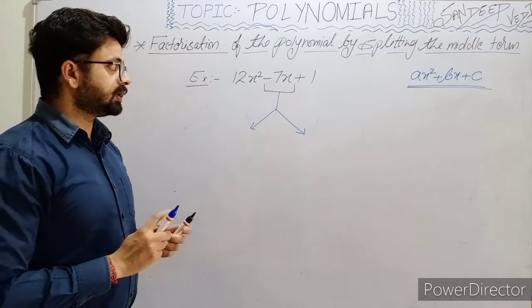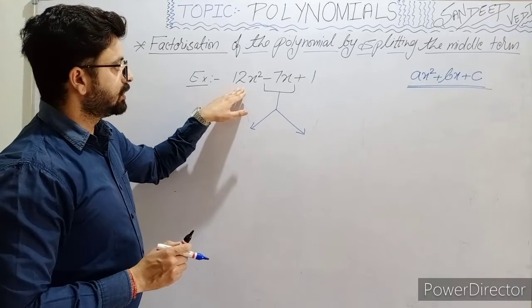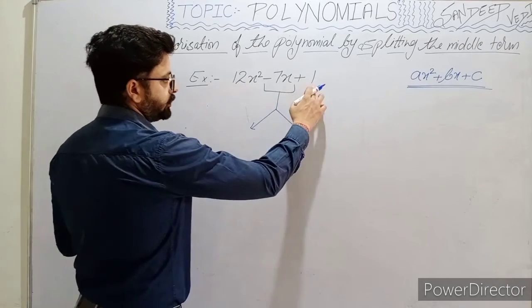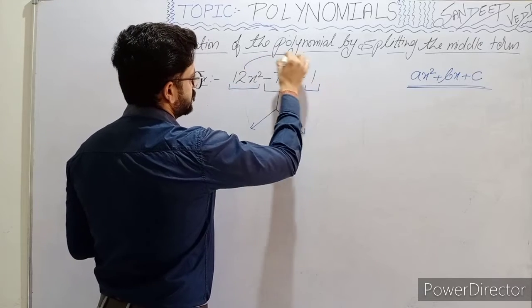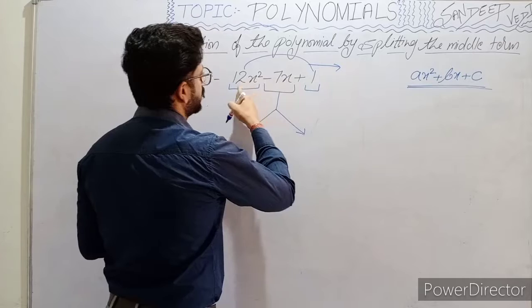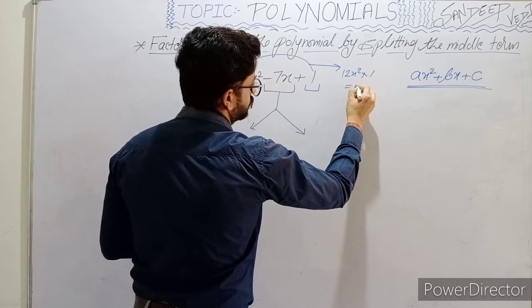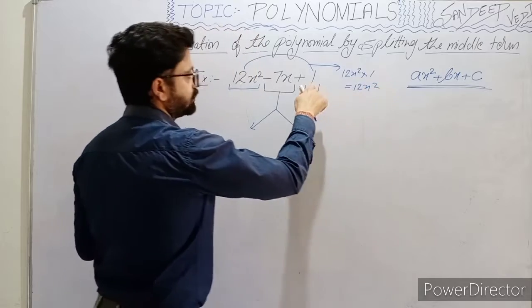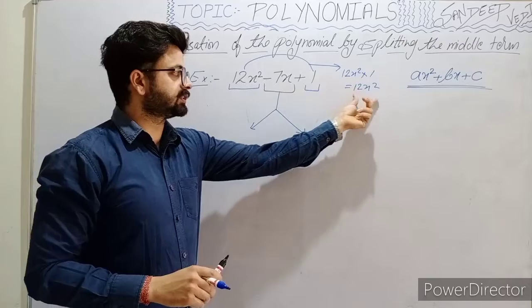Now whose multiplication is coming? 12x square into 1. Multiplication of these two terms is coming: 12x square multiplied by 1 is coming 12x square. Always 1 will not be here. With a different question you will see different values, the multiplication is coming.